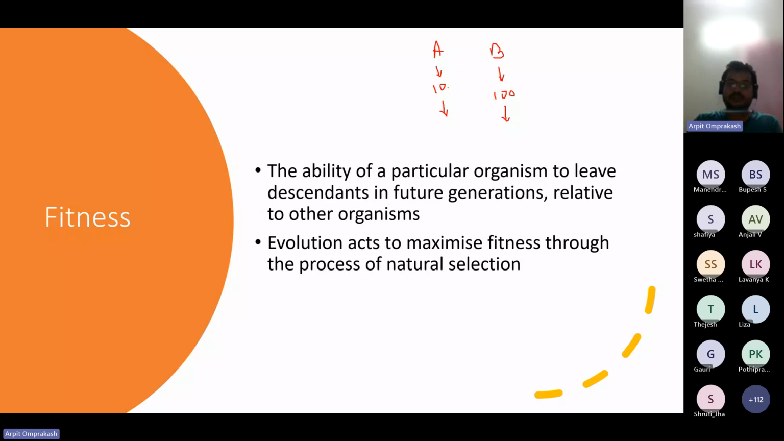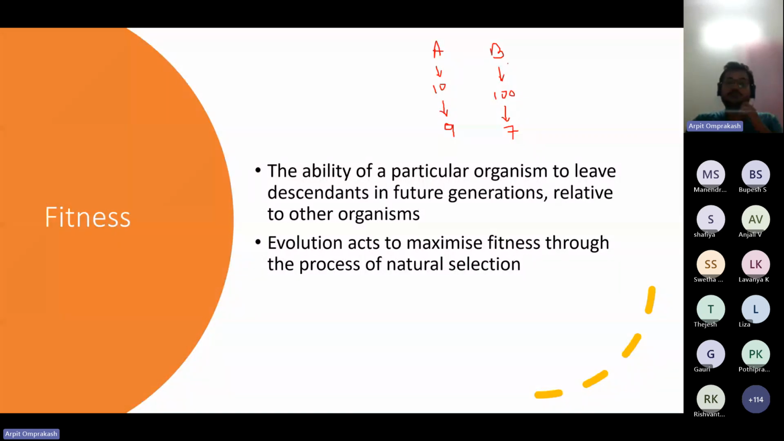Now, the number of offsprings that you leave is not exactly fitness. Fitness is basically the number of offsprings that survive in the next generation. So let's say, for example, A has 10 offsprings, but one of them dies. So in the end, 9 offsprings of A survive, whereas B has 100 offsprings, but since B has 100 offsprings, it is not able to take care of all of them properly, and just 7 of them survive. So now A is leaving 9 offsprings that survive in the next generation, whereas B is leaving only 7 offsprings that survive in the next generation.